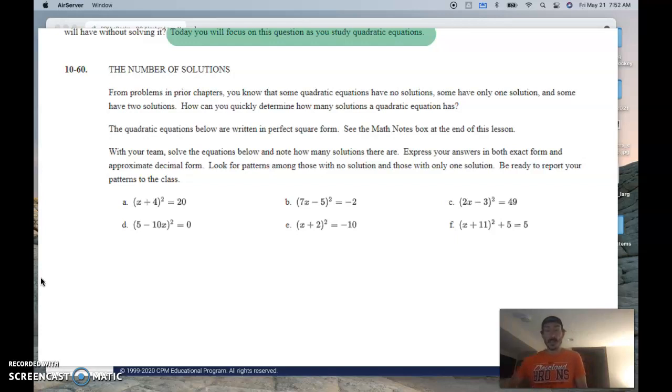Sometimes they call this vertex form. Sometimes they call this graphic form. We have it from completing the square. Okay? It says, with your team, solve the equations below and take notes on how many solutions there are. Express your answers in both exact form and approximate decimal form. Look for patterns among those with no solution and those with only one. Be ready to report your patterns to the class.